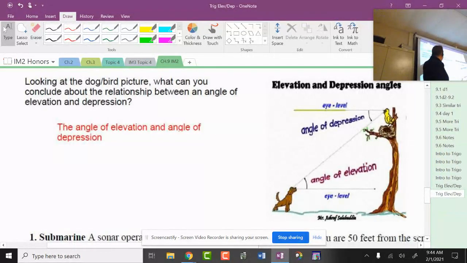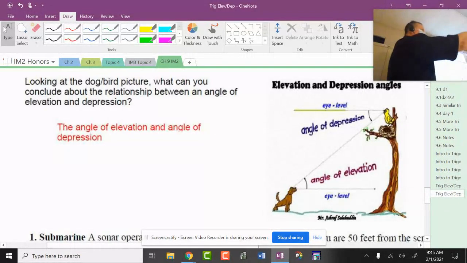Looking at the dog bird picture, what can you conclude about the relationship between an angle of elevation and depression when they're connected, let's say? So here's the dog looking up to the bird. And then here's the bird looking down to the dog. There's their angle of depression and elevation. What do you know about the relationship about those two? Boom. They are congruent. What's the reason, though?